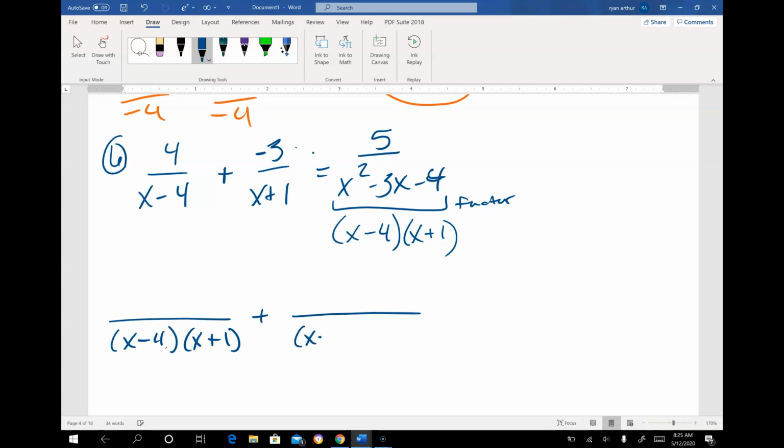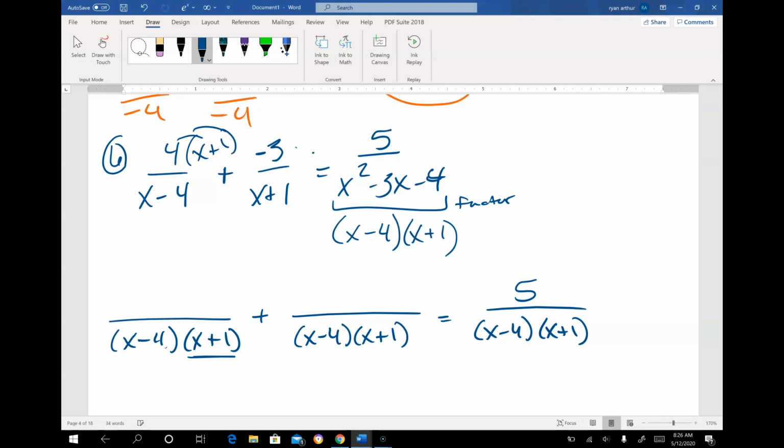Plus, same thing. Now, the right-hand side has everybody, so we can just bring him down. Now, this guy right here is missing the x plus 1, so we're going to multiply him by x plus 1, distribute, and get 4x plus 4. This guy's missing the x minus 4, distribute.